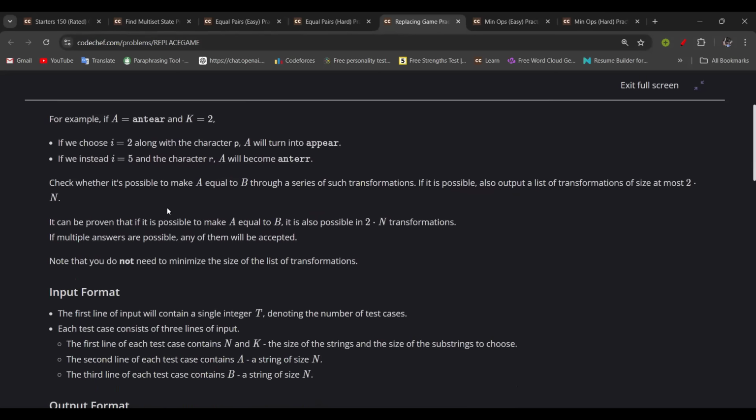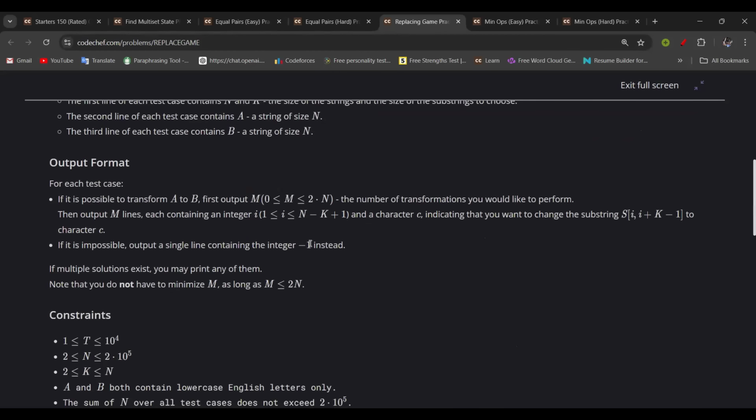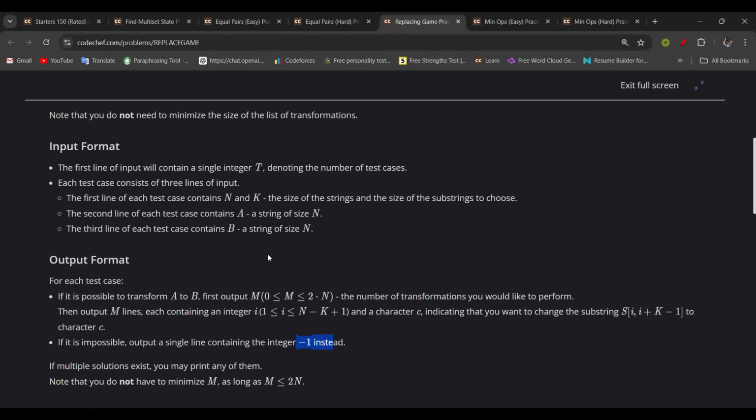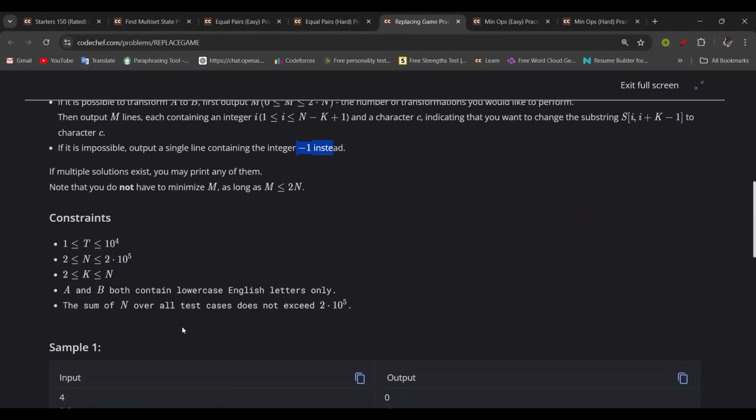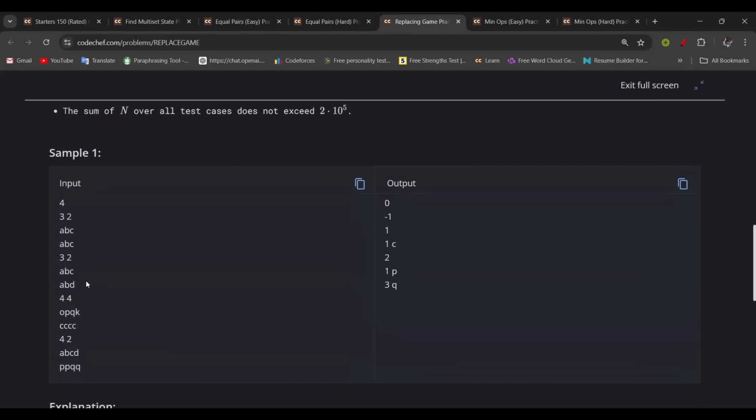If not, you would print -1, I think, if you cannot do it. And if you can do it, you need to print the series of operations. What all operations you would perform, you need to print all of them. So that's the problem. Let's take some example to understand it more clearly. Let's take this last example.